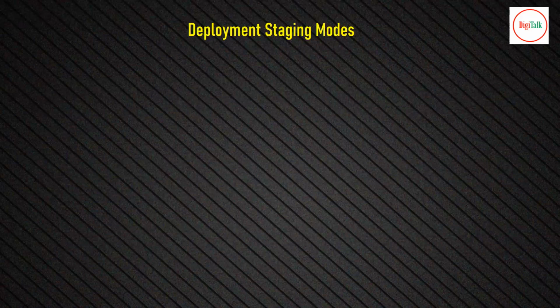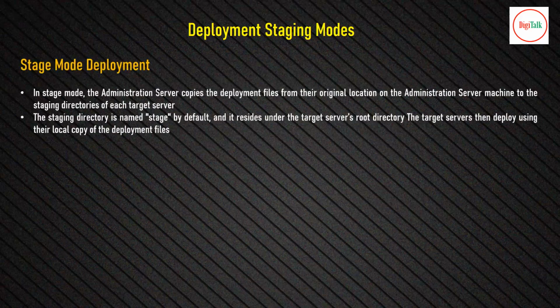Now, deployment staging modes. We have covered a few contents in session 1 as well. We have 3 kinds of mode. The first is the stage mode deployment. What happens in stage mode deployment is that whenever you deploy your application in stage mode, your admin server copies the deployment file from its original location to the staging directory of each and every managed server, which may be running on the same machine or on different machines. The staging directory is named stage by default, and it resides under the target server's root directory. The target server can deploy using its local copy of the deployment files, right?